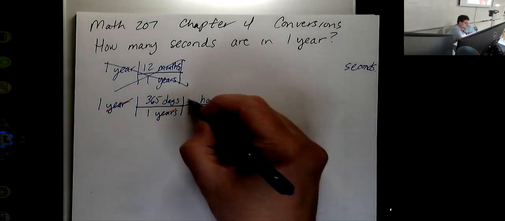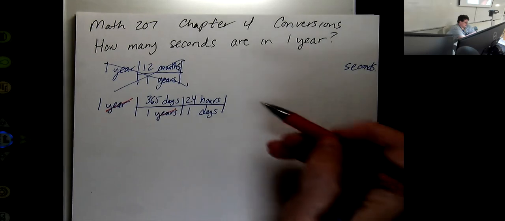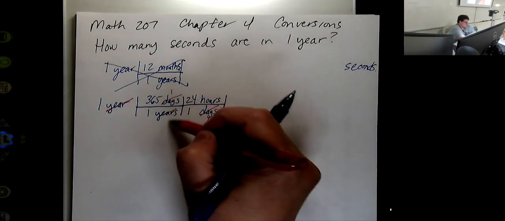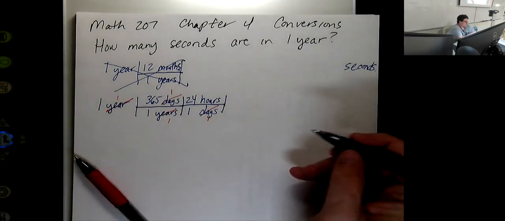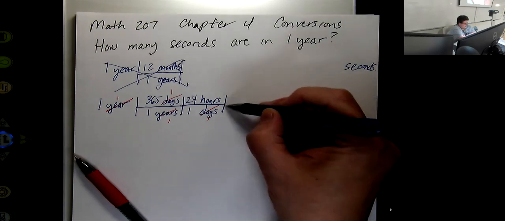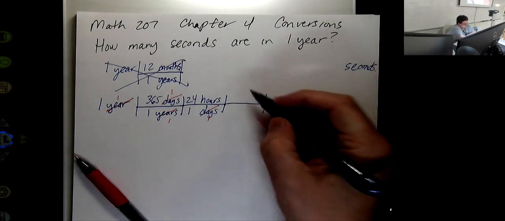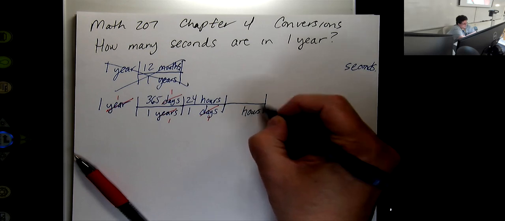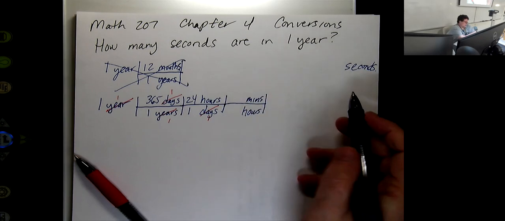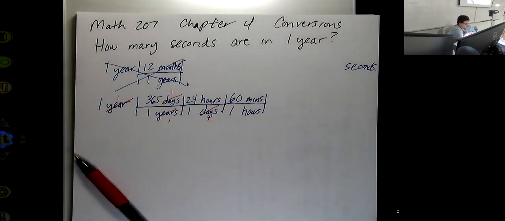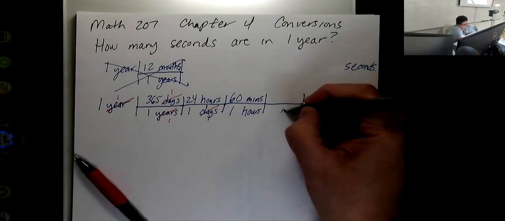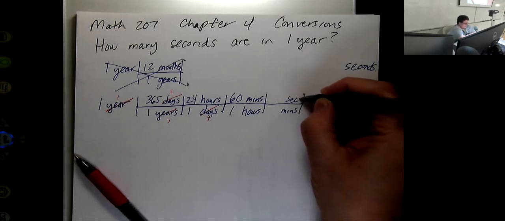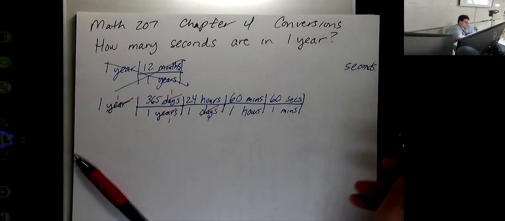1 day has 24 hours. Then my days cross off, and I have hours, and we're getting there. Some people know how many seconds are in an hour, but if you don't, you know how many minutes are in an hour. So let's get rid of hours and switch to minutes. 1 hour has 60 minutes. And finally, we're almost there. Minutes turn to seconds. At the same rate, 1 minute is 60 seconds.